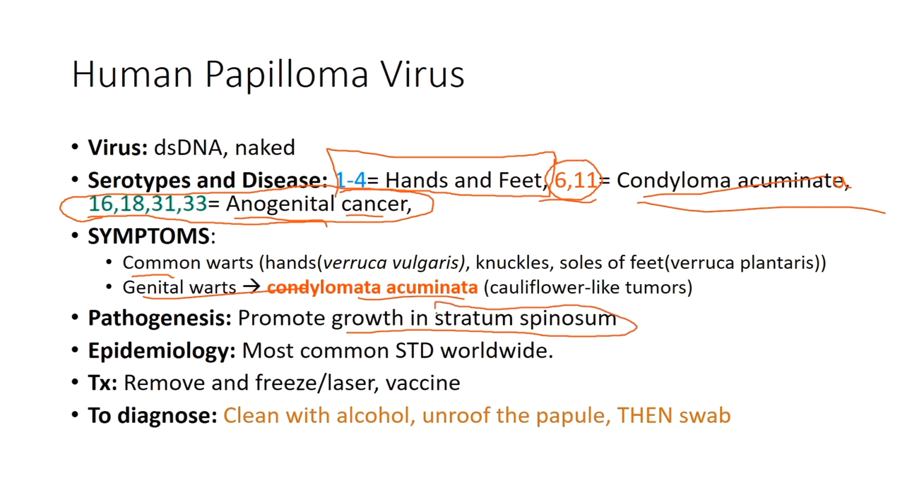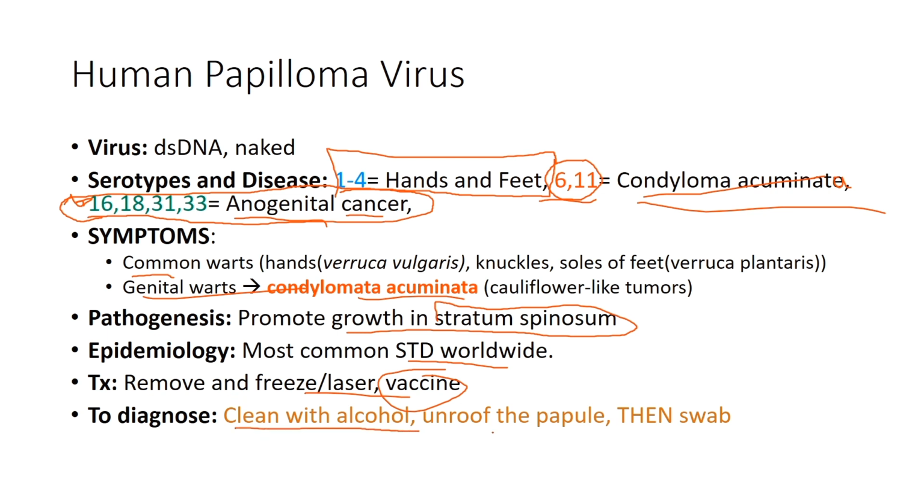Pathogenesis pretty much is just growth in the stratum spinosum, and that's why it's hard to get rid of it, because it's down deep into the epithelium. And it's the most common worldwide STD. As far as some of the warts on the hands and feet, you can freeze or laser. Sometimes there's the vaccine for the 16, 18 strains.